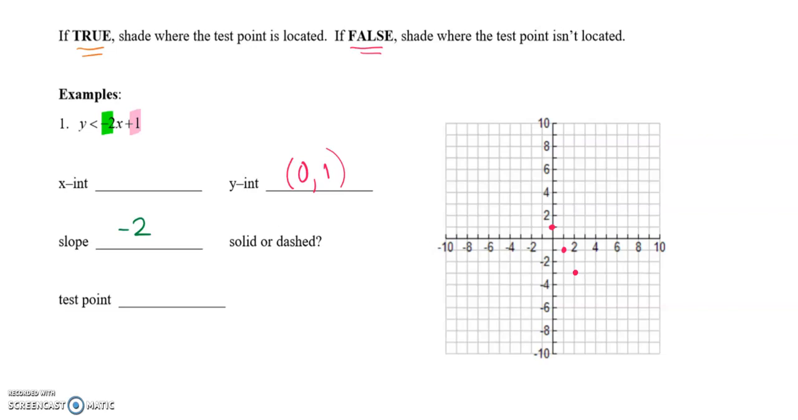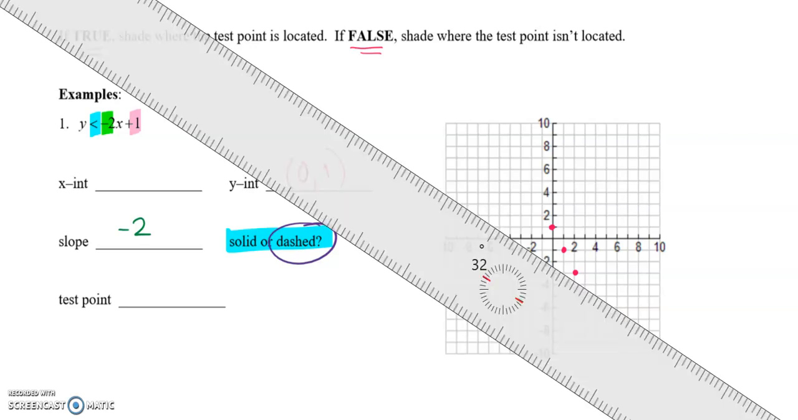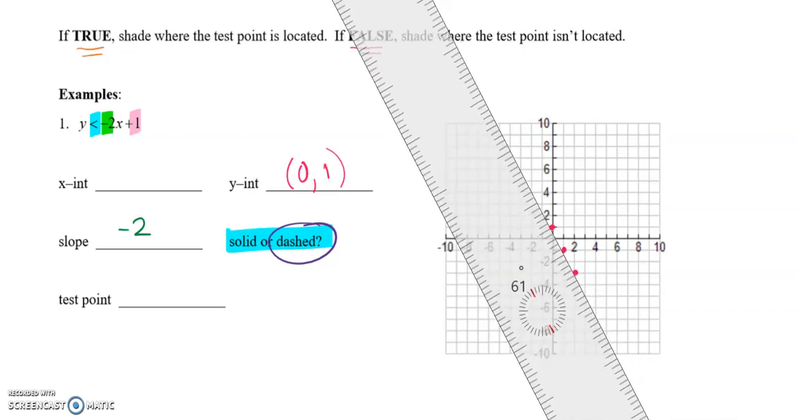Now, before I graph anything, I need to ask myself the question, solid or dashed? Because my inequality is not equal to, I'm going to have a bunch of open circles. So the open circles, because it's not equal to, is going to make the line dashed. So when I draw on this line, I'm going to dash it.